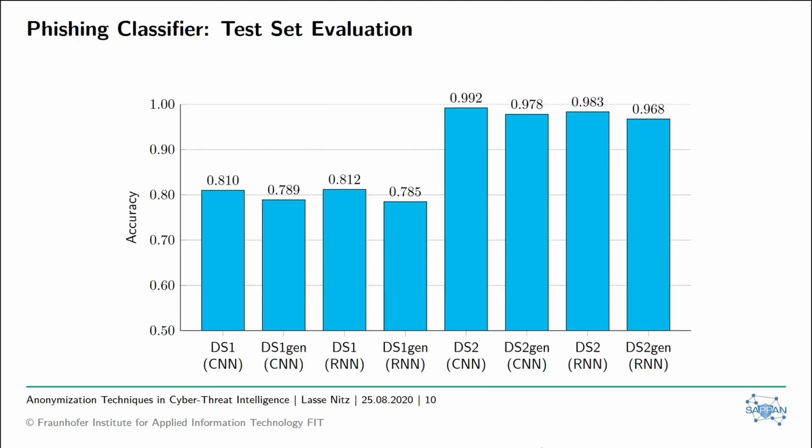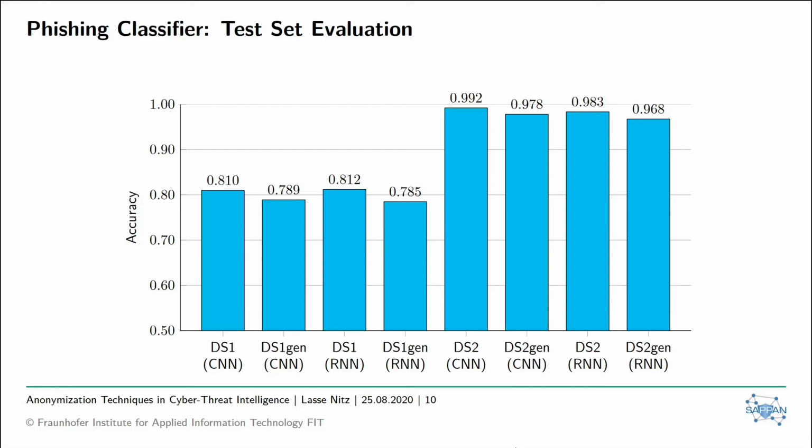To get an impression of how this transformation into pseudo-URLs impacts the accuracy of the respective machine learning classifiers, I will now present some initial results. We are currently still evaluating the possibility of potential biases in the training datasets, so please take these results with a grain of salt. In this diagram, you can see the results of the phishing classifier and 2 training datasets. So DS1 is a set of URLs without path information, and DS2 contains full paths. The respectively anonymized version then is extended by the suffix gen, so DS1 gen is the generalized version of DS1. And as machine learning approaches, we have used convolutional neural networks, CNN, and recurrent neural networks, RNN.